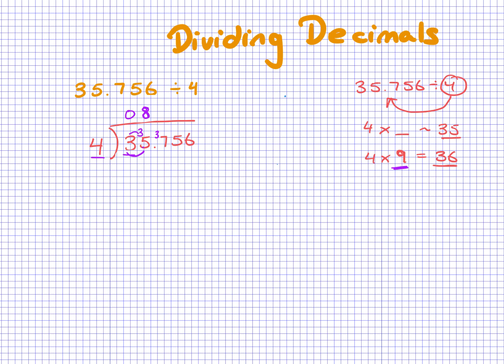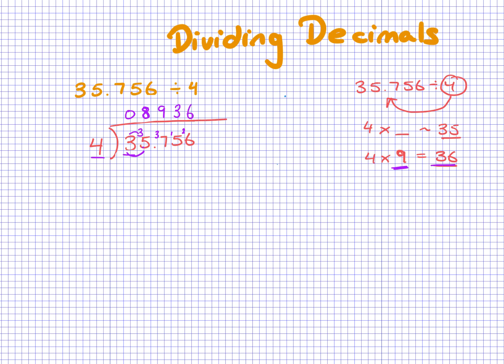Then I say, how many 4s are in 37? And I know that 4 9s are 36, so I'm going to put a 9 there. And because 4 9s are 36, that leaves 1 left over from 37, so I put the 1 there. How many 4s are in 15? And that gives me 3 with 2 left over. How many 4s are in 26? And that gives me 4 6s are 24. So 6 up there.